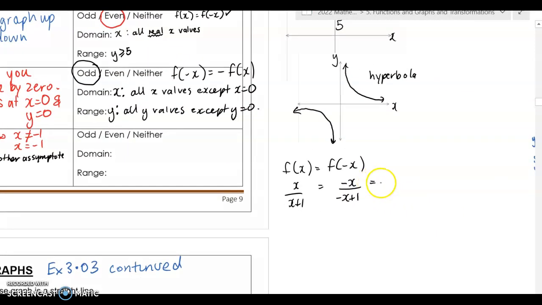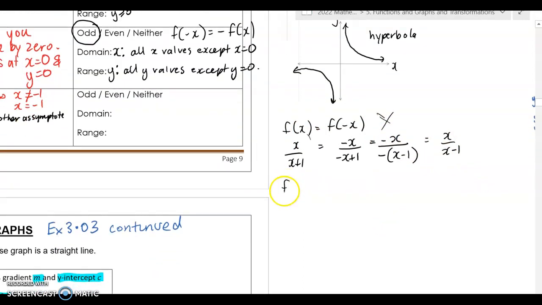Can we pull that minus out on the bottom line and get rid of the minus and see what happens? So if I pull that minus out on the bottom line, I'm going to get x minus 1. I can cancel out those two minus signs, and I end up with x over x minus 1. So these are not the same. So it's definitely not an even function.